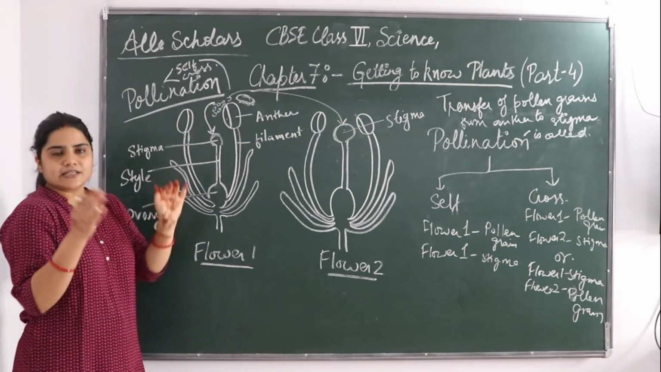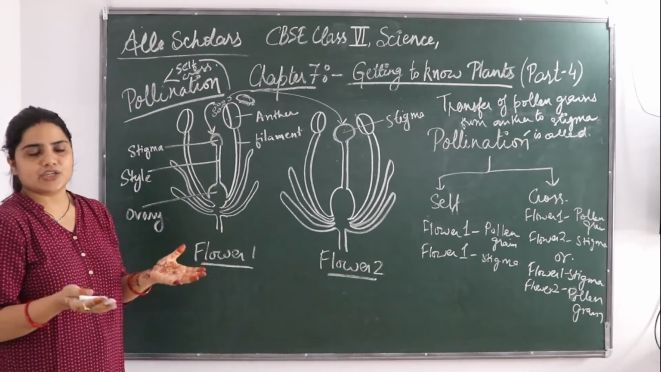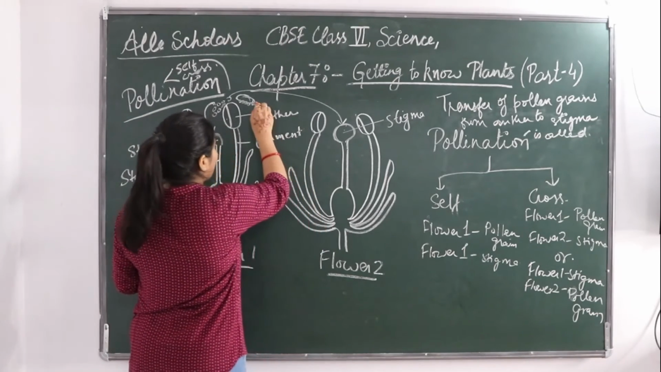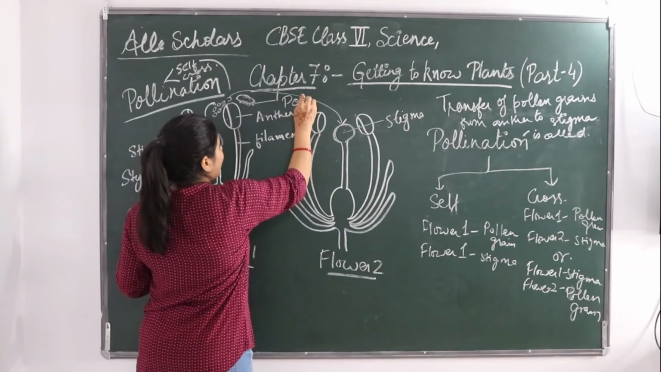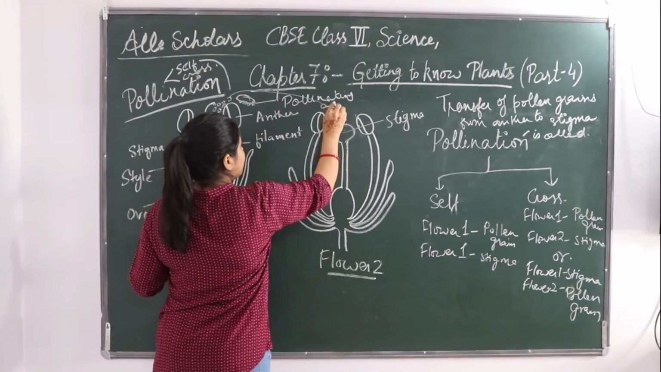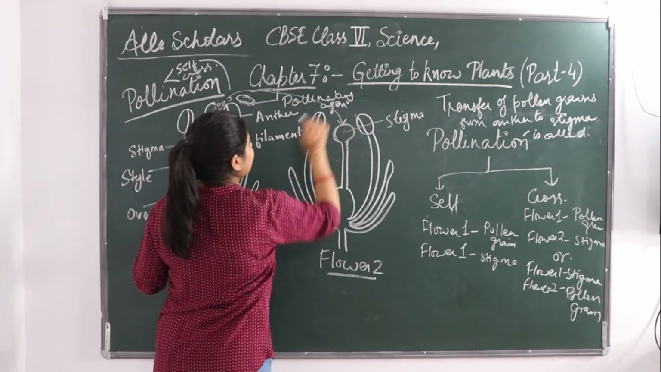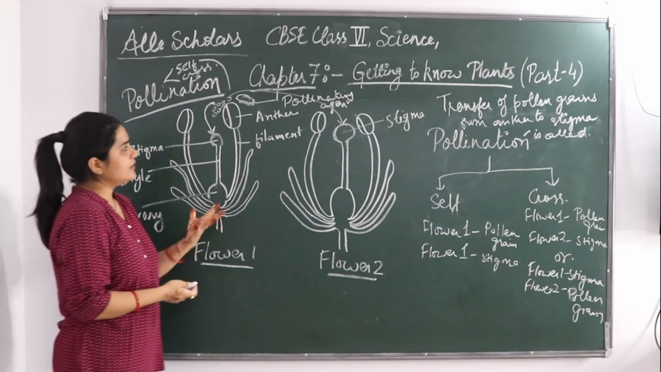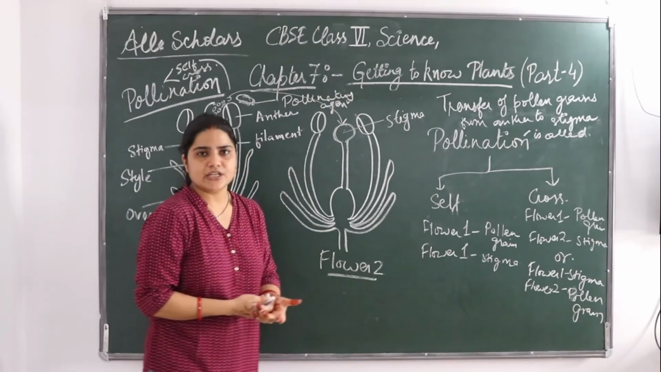So these insects, ये जो हेल्प कर रहे हैं pollination में, उनको क्या बोलेंगे हम? Pollinating agent. Okay, so these insects are called pollinating agent. क्यों? क्योंकि ये हेल्प कर रहे हैं pollination में, तो they are thus agent which is helping in pollination.